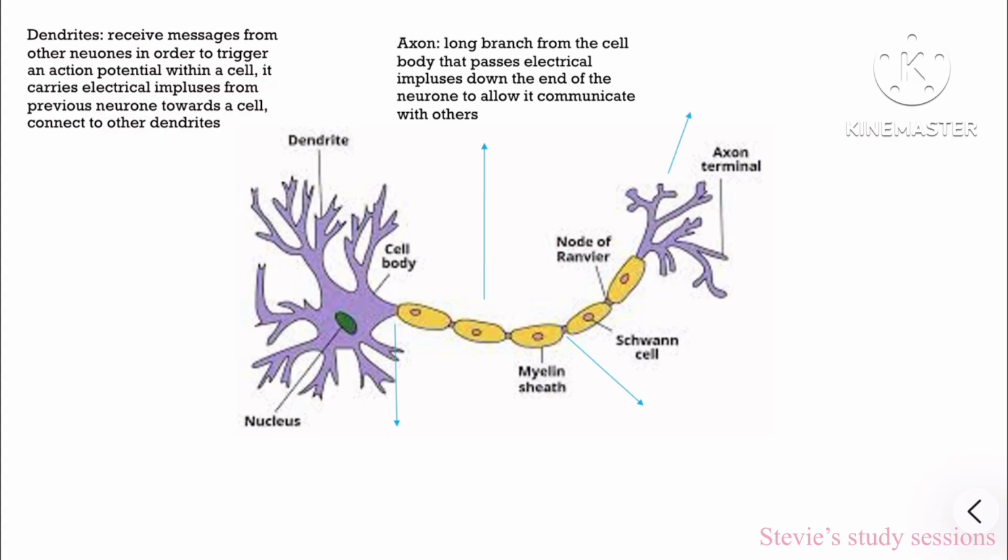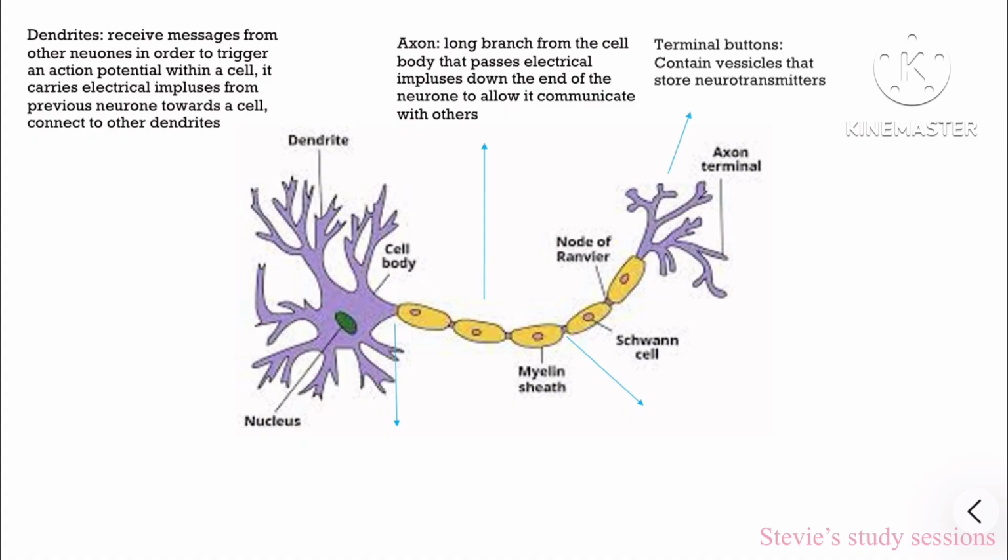Next you have the axon. The axon is the long bit of the neuron. It's a long branch from the cell body that passes electrical impulses down the end of the neuron to allow it to communicate with others. If you were to label it, it's that long yellow strip there.